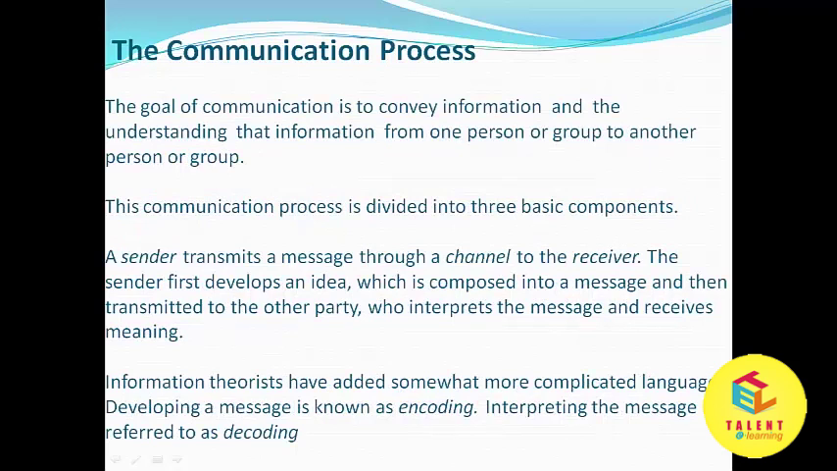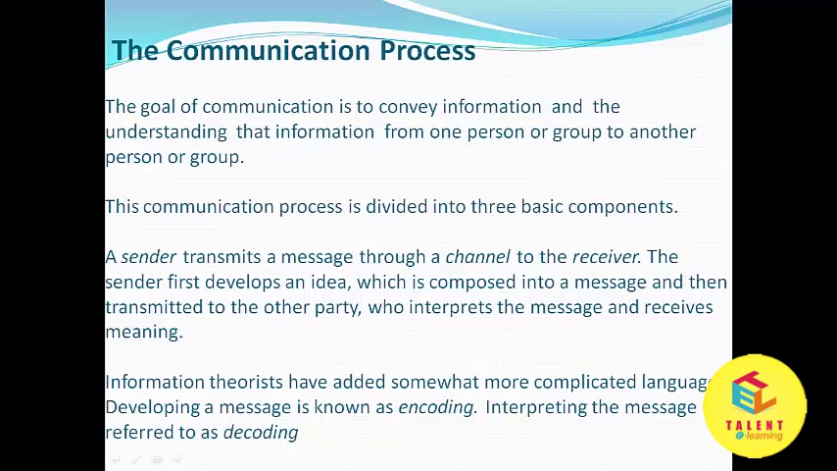Let's see the communication process. The goal of communication is to convey information and the understanding of that information from one person or group to another person or group. This process is divided into three basic components. A sender transmits a message through a channel to the receiver. The sender first develops an idea which is composed into a message and then transmitted to the other party, who interprets the message and receives meaning.